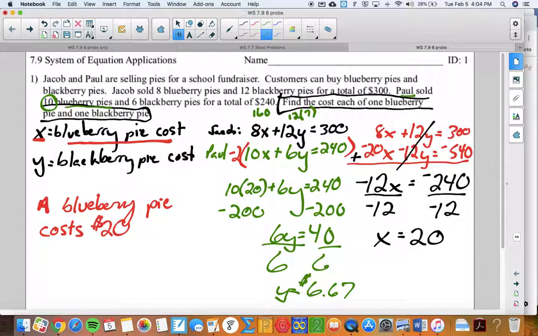Oh, shoot. I did the math wrong. Obviously. That multiplies to negative 480, which makes this negative 180, which makes this $15.